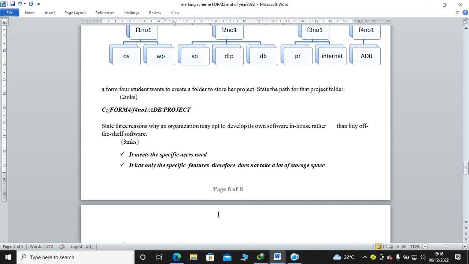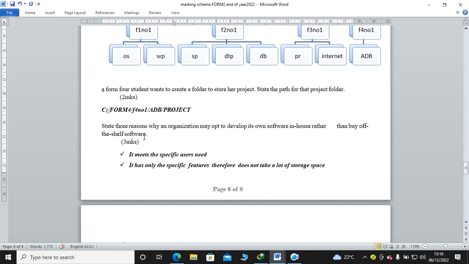Then state 3 reasons why an organization may opt to develop its own software, that is in-house software, rather than buying one. That is, why do you think an organization may opt to ask somebody to create a software for them rather than buying an existing one?